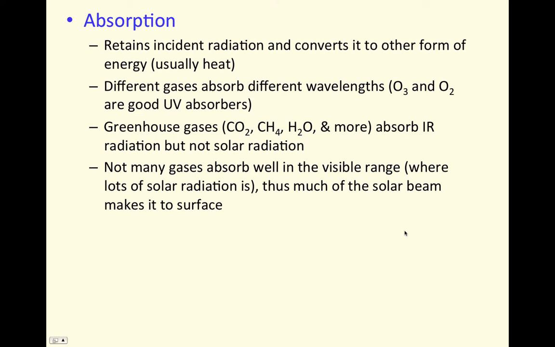Now, absorption is critically different from scattering or reflection because the object that absorbs retains the incident radiation and converts it to another form of energy, either potential or kinetic energy. Typically, we think of an increase of heat from molecular absorption, for example. Different gases absorb different wavelengths. Ozone and oxygen are pretty good UV absorbers, but greenhouse gases like carbon dioxide, methane, water vapor, and more absorb infrared radiation, long-wave radiation, but not short-wave radiation like solar radiation. Not many gases absorb terribly well in the visible range, where lots of solar radiation is, thus much of the solar beam makes it to the surface.